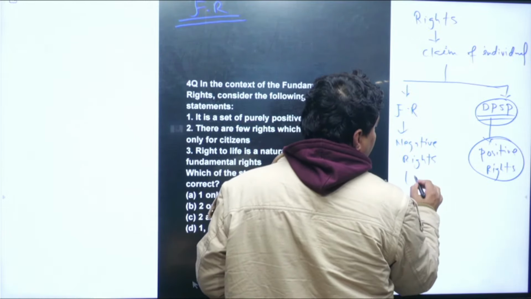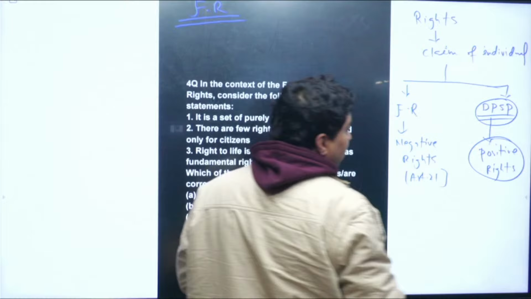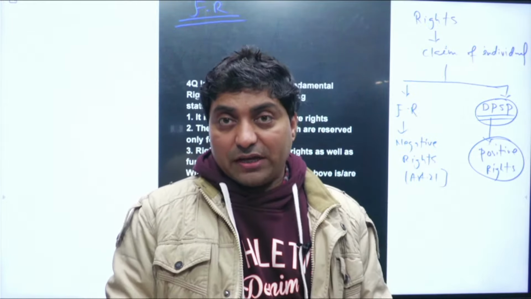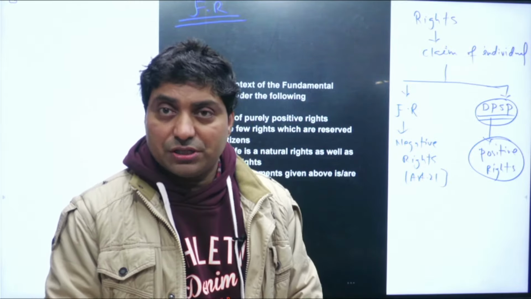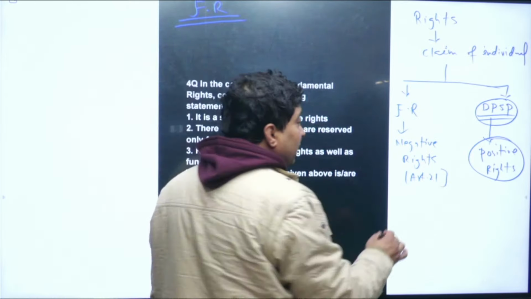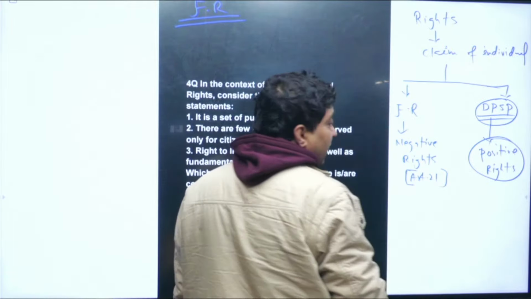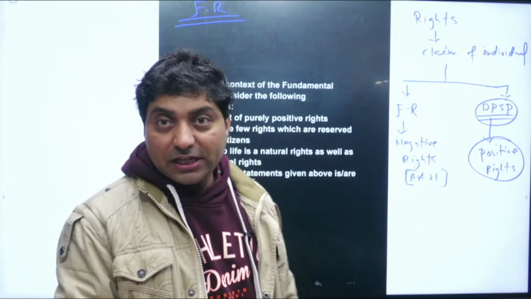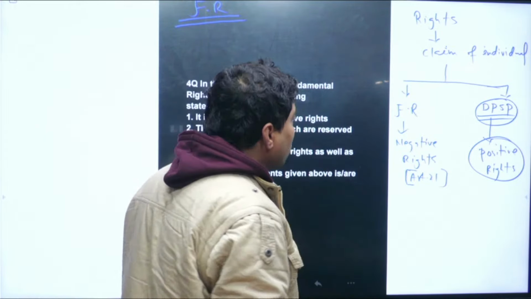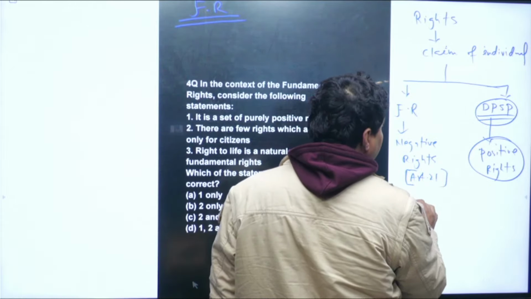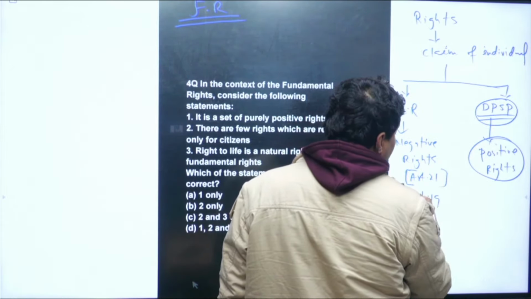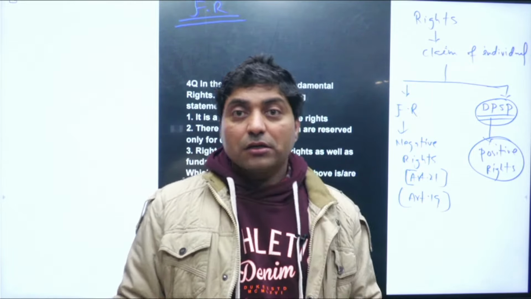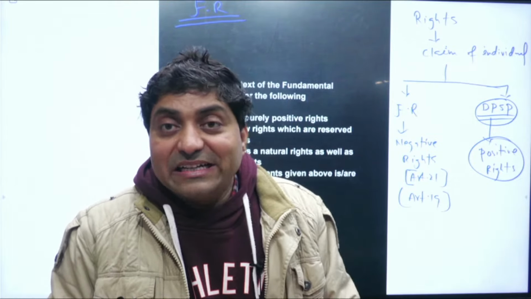For example, Article 21, right to life and personal liberty. A state cannot take it away, even during the emergency. Article 21 cannot be taken away by the state, and the state has an obligation to protect it. So it has negative rights, like Article 19. A state cannot snatch the right to freedom of speech and expression, otherwise life cannot be called a dignified life.